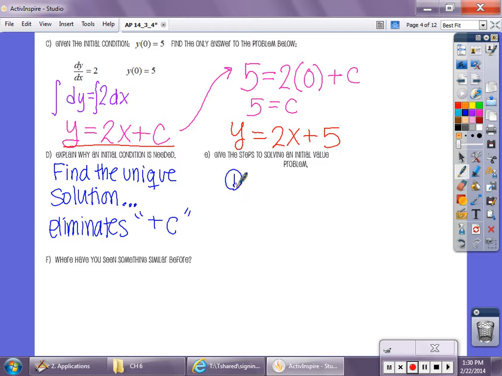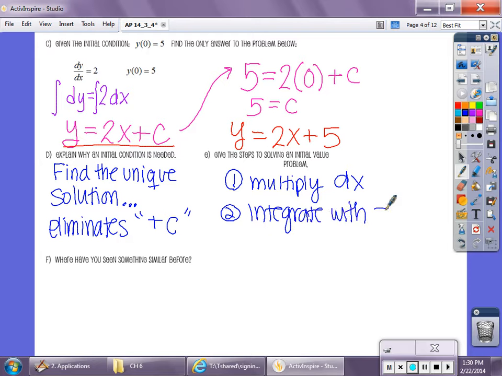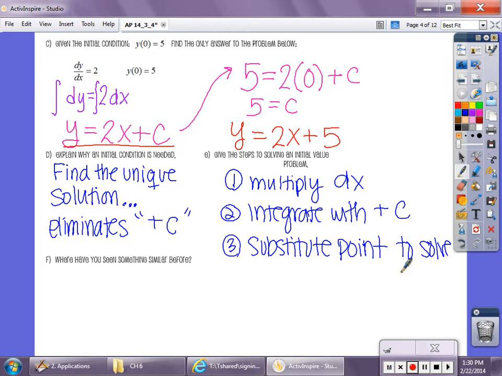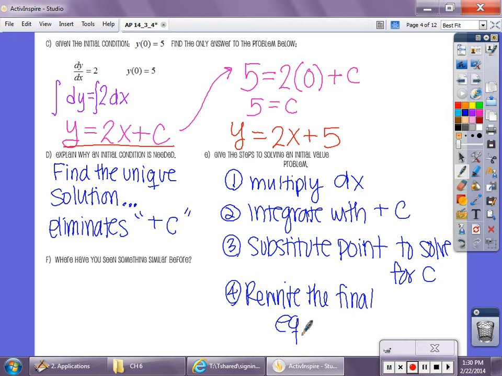So step 1, multiply dx on both sides. Step 2, integrate with plus c. Step 3, we substitute in an initial value, which is also considered a point, to solve for c. And then step 4, rewrite the final equation. That's pretty much what we did, just in order.